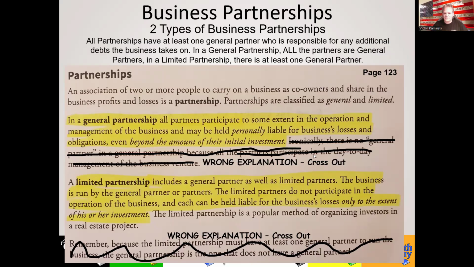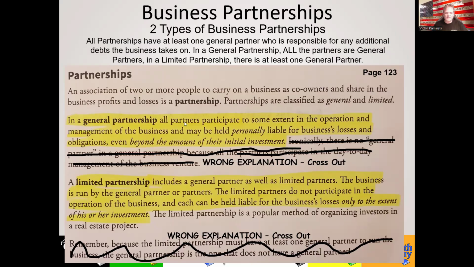Okay. Cross this out because this is completely wrong. Where it says, ironically, there's no general partner in a general partnership. No, it's the opposite. In a general partnership, they're all general partners. Okay. They do work in the day-to-day business. So cross that out. That explanation is just wrong right there.